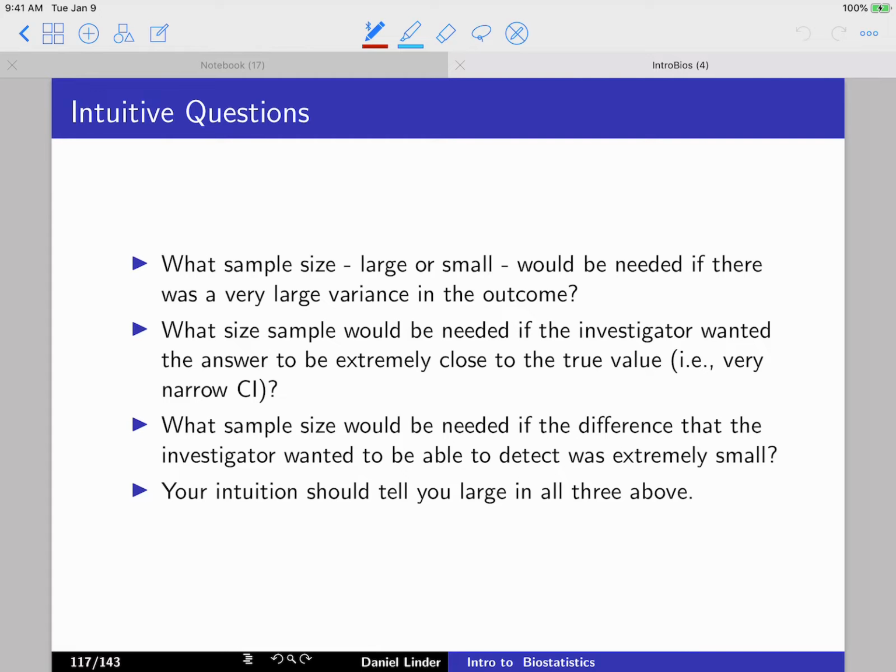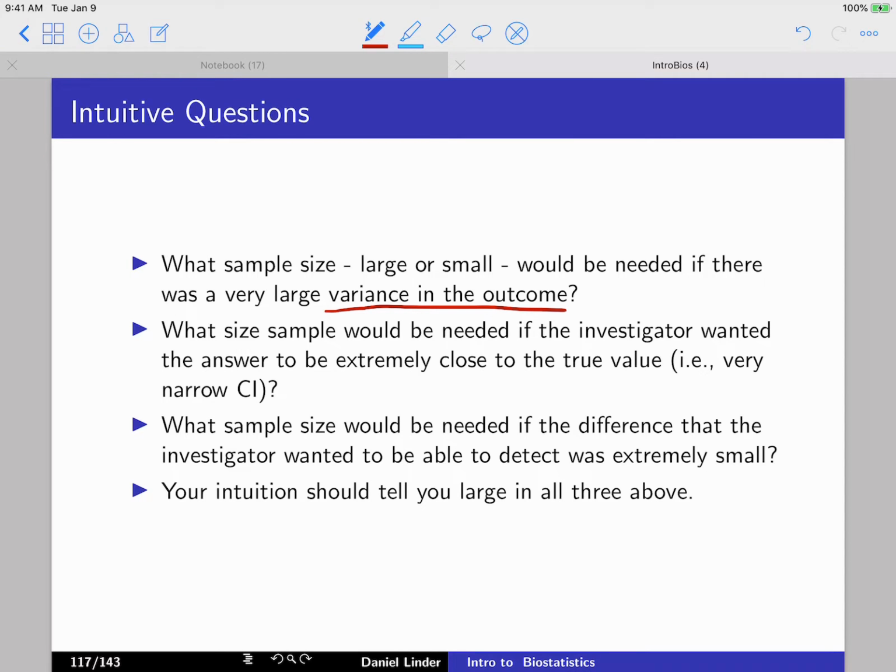Okay, so some intuitive questions that you can ask yourself at this point to start thinking along the lines of what influences sample size are as follows. What sample size, large or small, would you need if there's a very large variance in the outcome that you're interested in? For instance, systolic blood pressure, just as an example. Another question: what sample size would be needed if the investigator wanted the answer to be extremely close to the true value? For instance, if they wanted a very narrow confidence interval.